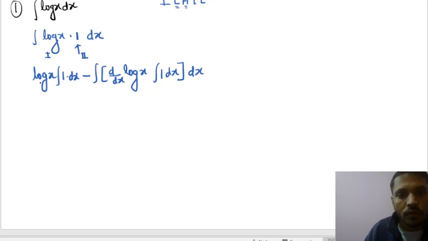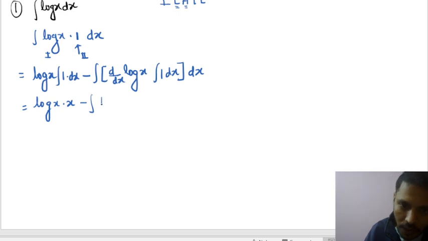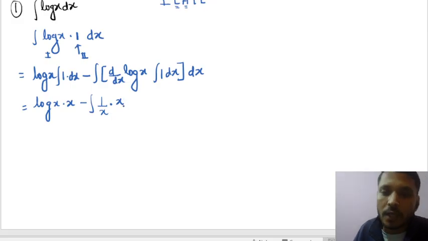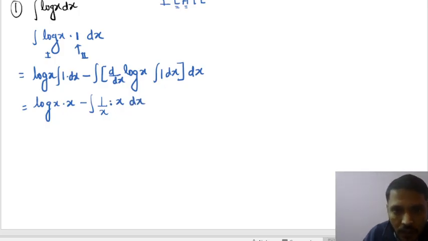This is the rule. Now here log x is as it is, but we have to write the integration of 1. Integration of 1 is x. Minus integration, derivative of log x, we know that it is 1 by x, and integration of 1 again is x, so it becomes x into dx. Here you can see very clearly that this x and x will get cancelled out.